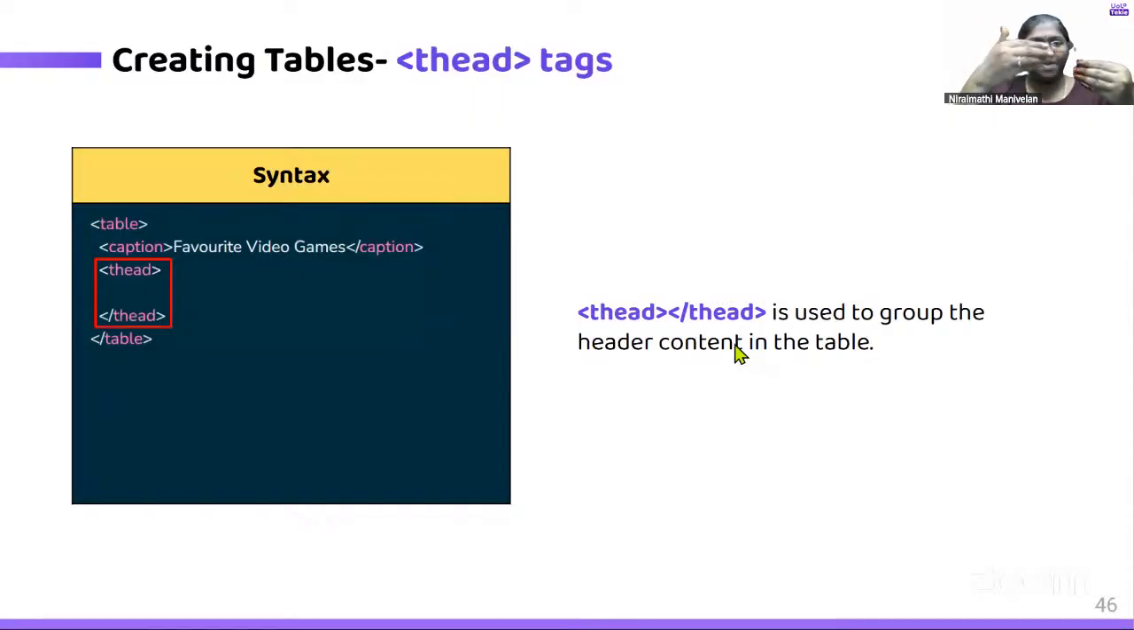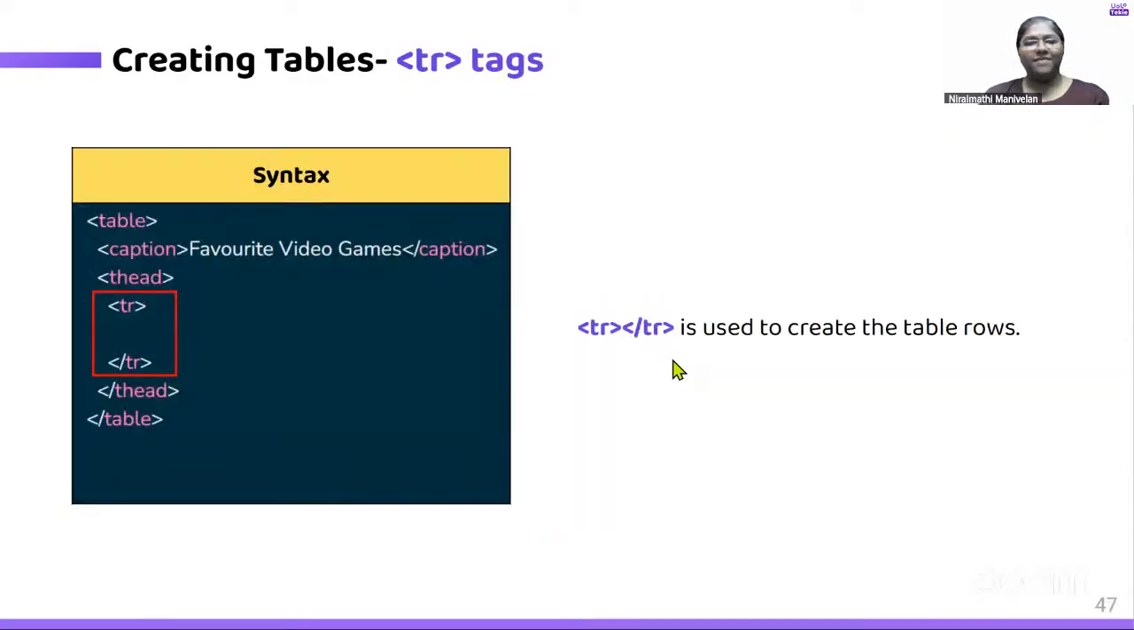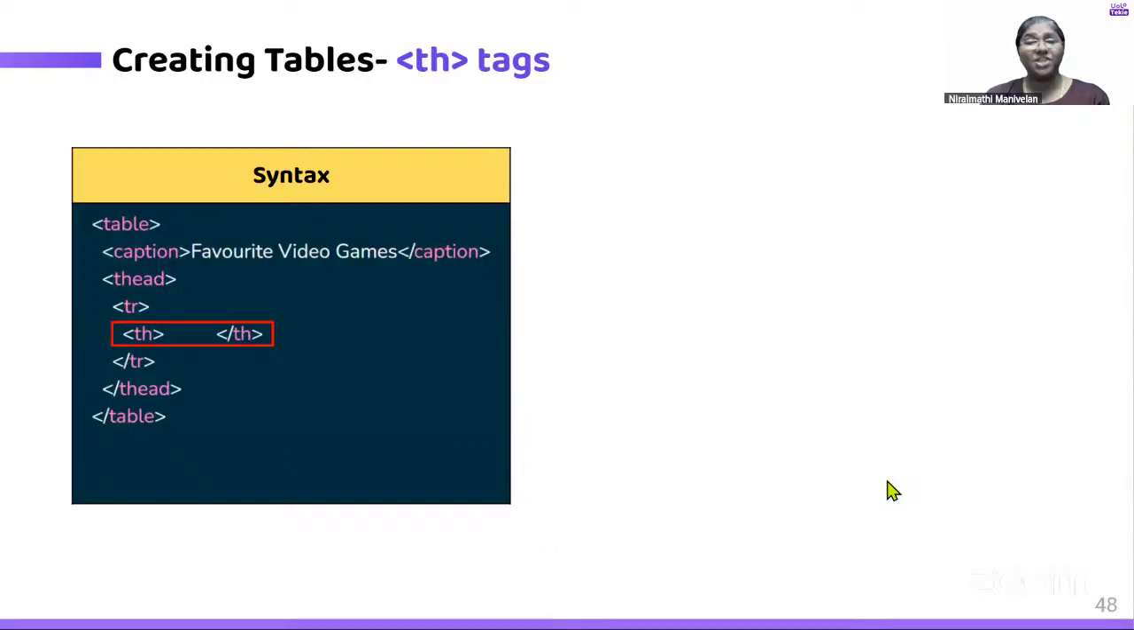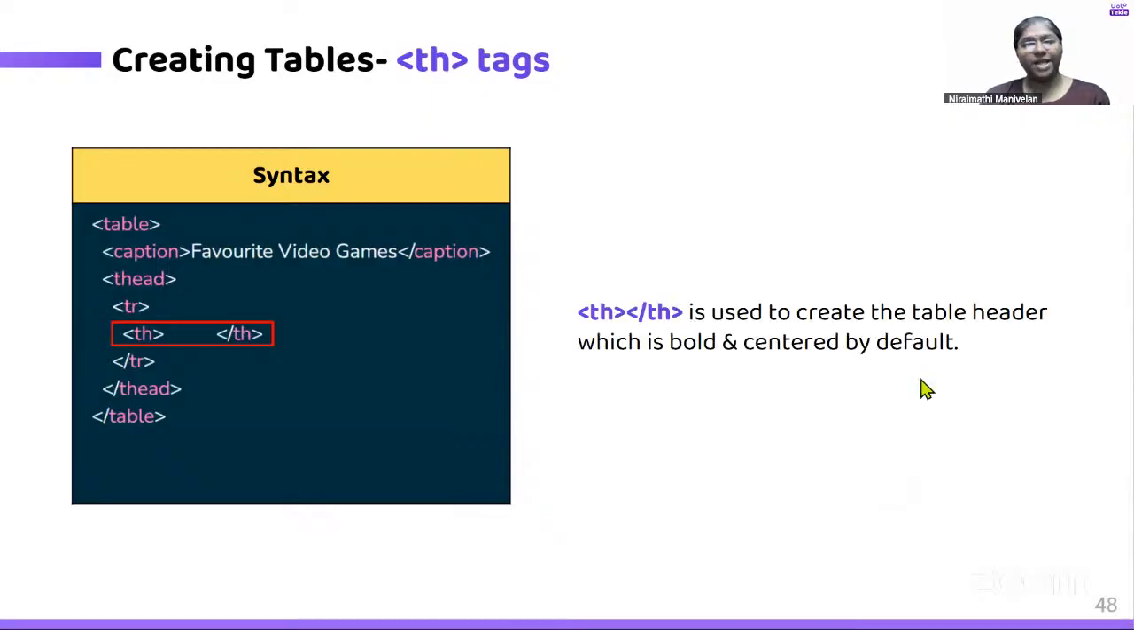And then we have thead. Just like HTML has head and body, inside the table we also have thead and tbody. Inside the thead we will be creating all the headings. Inside the tbody we will be adding all the data or content. Thead is used to group the header content in the table. Then we have TR, which is used to create the table rows. And then TH tags. TH is used to create the table header, which is bold and centered by default.